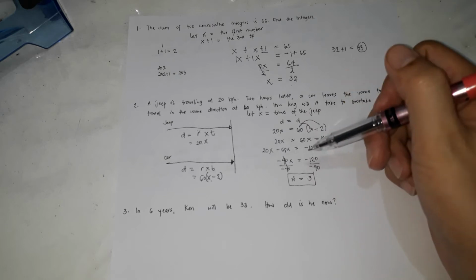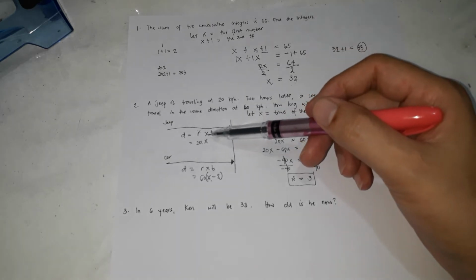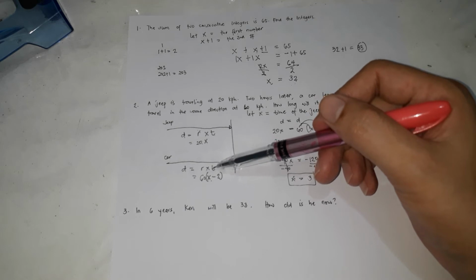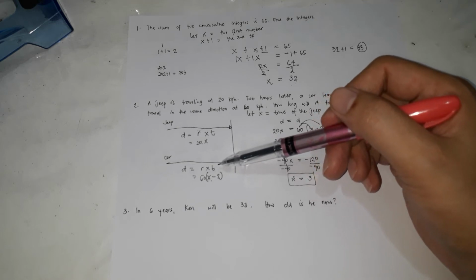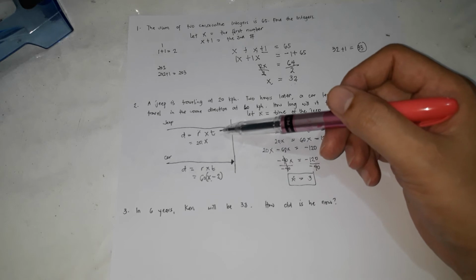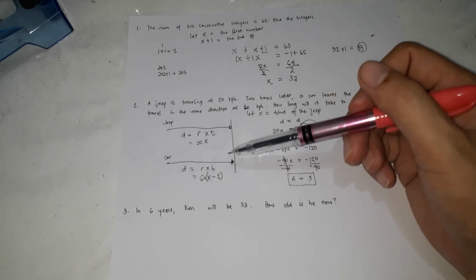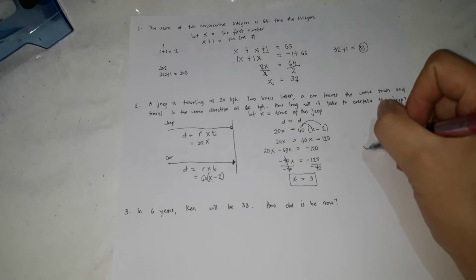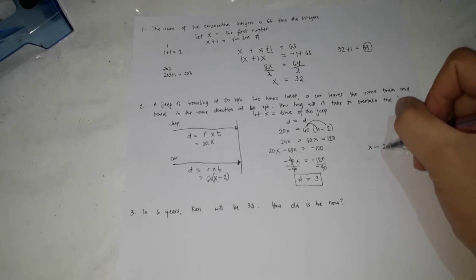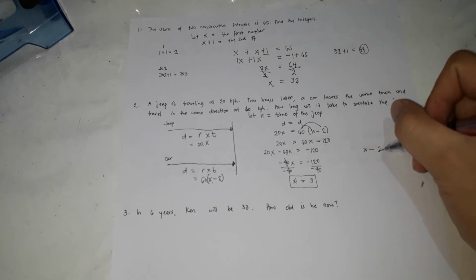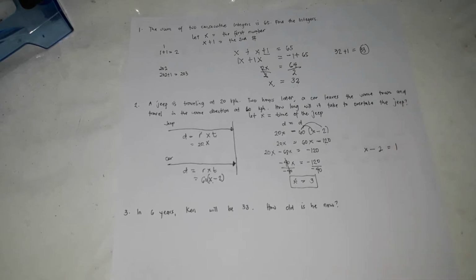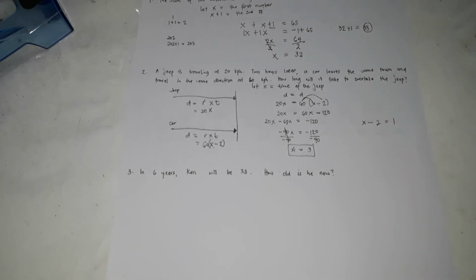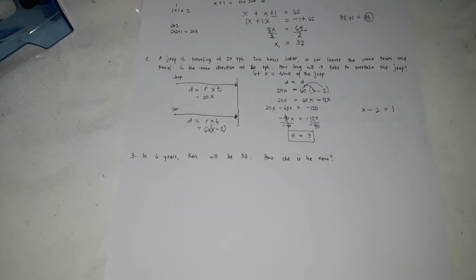So si jeep, nag-travel na siya ng 3 hours para ma-overtake siya ni car. Tapos si car, nag-travel lang siya ng 1 hour. So 3 hours na nag-travel si jeep. After 1 hour, malalampasan siya ni car. So that's how long will it take to overtake the jeep. For the car, it would be only x minus 2, which is 1. So it takes only 1 hour for the car to overtake the jeep. But it takes 3 hours for the jeep to be overtaken. So the answer would be 1 hour.